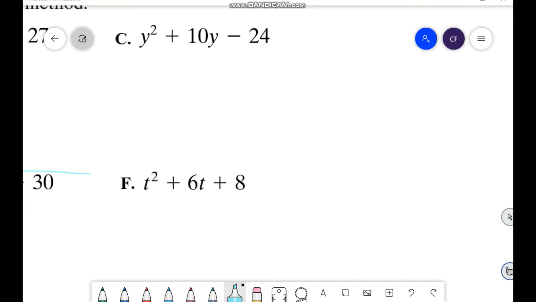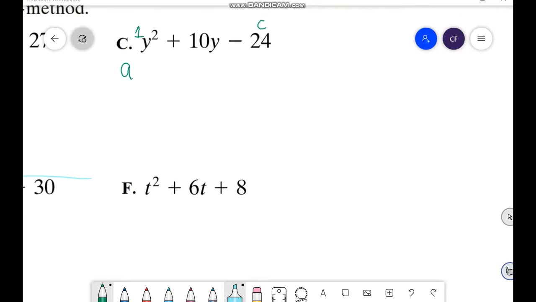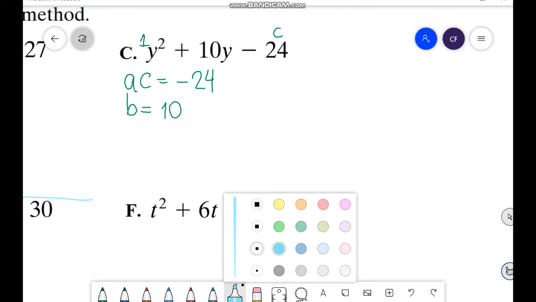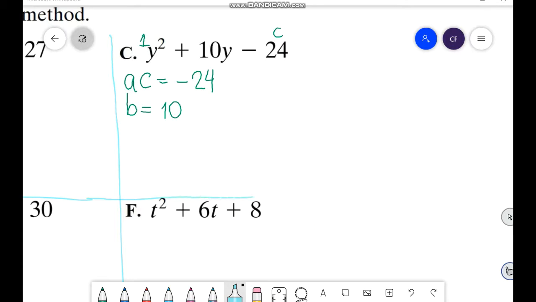Let's work here on letter C. And we need to identify A is 1, and C is negative 24. That means A times C equals 1 times negative 24, negative 24. And B is positive 10. We need to find two numbers whose product is negative 24 and whose sum is 10.